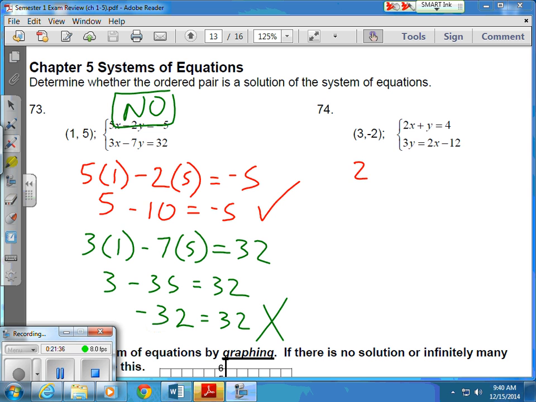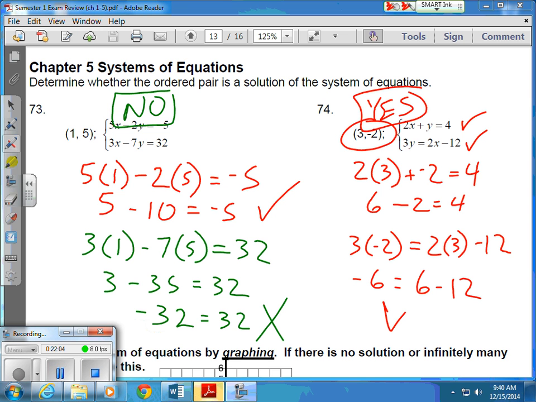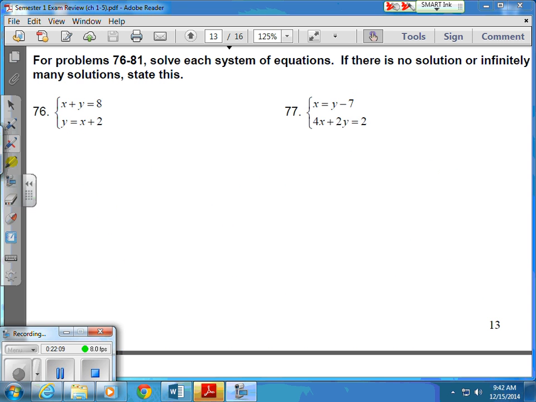All right, 74. 2 times 3 plus negative 2. Is that equal to 4? That's 6 minus 2. Yes. So that one checks out. Let's try the bottom one. 3 times negative 2. Is that equal to 2 times 3 minus 12? That's negative 6. Is that equal to 6 minus 12? Yes. So yes, it is. This one, 3, negative 2, is a solution to that system of equations. All right, number 76.